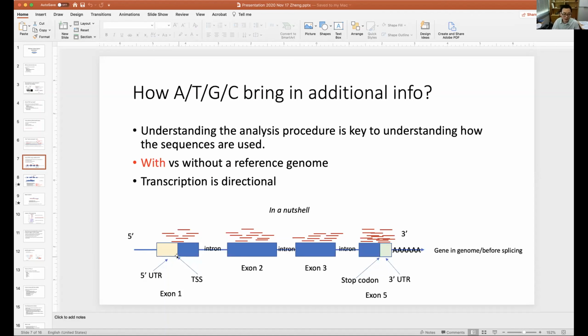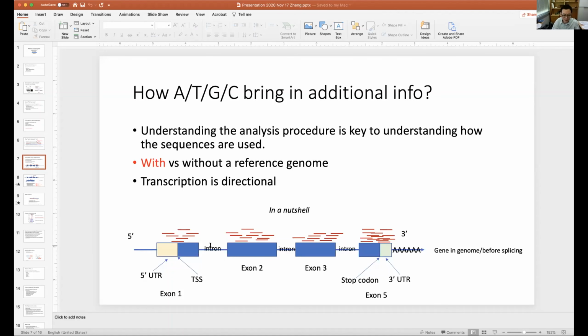So at the bottom of this slide, this is the gene model in the reference genome. A typical gene has a 5' UTR and a 3' UTR. And these are UTRs that do not translate into proteins. That's why they're called UTRs. And this is the transcription start site. Anything before this transcription start site is UTR, and anything after the stop codon is 3' UTR. In between, you have introns and exons. And these exons are the template that translate into proteins.